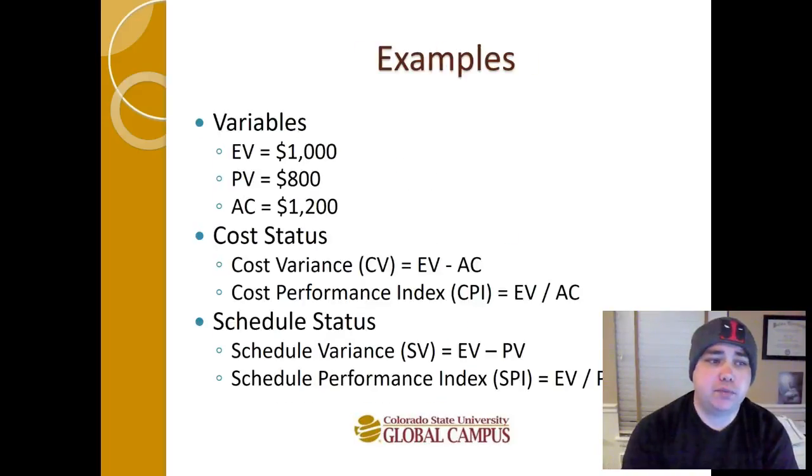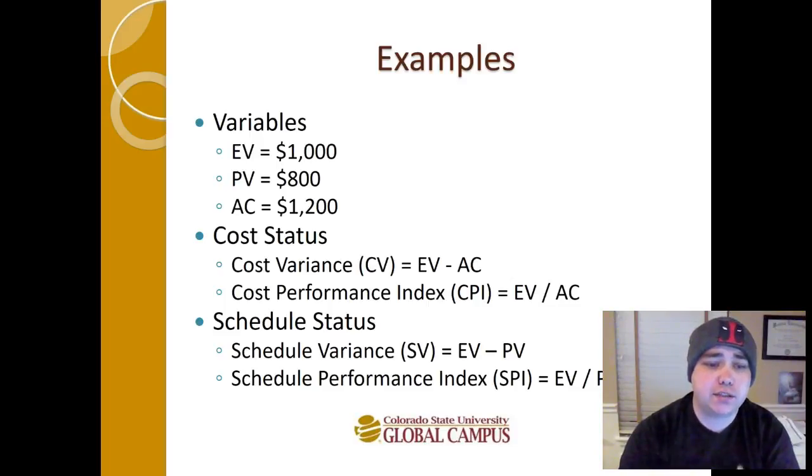So to give you an example, if you had this scenario where you had an EV of 1,000, a planned value of 800, and an AC of 1,200, your cost variance, or EV minus AC, is going to be minus $200, which means that you're $200 over budget. And your cost performance index, which is 1,000 divided by 1,200, would be 5/6, or roughly 0.833. Means that you're 83% to the budget, which means that you're roughly about 17% over budget.